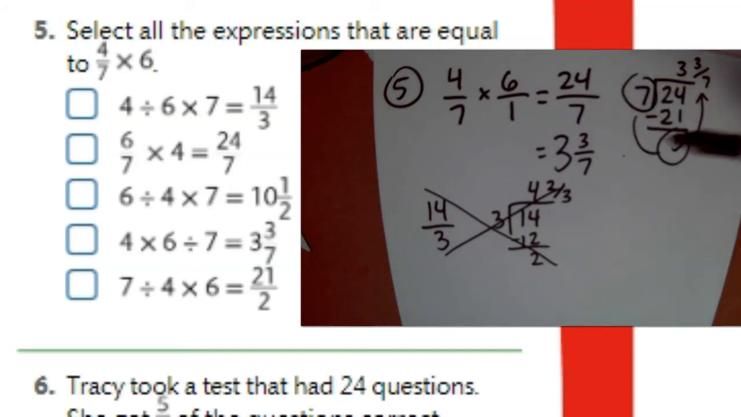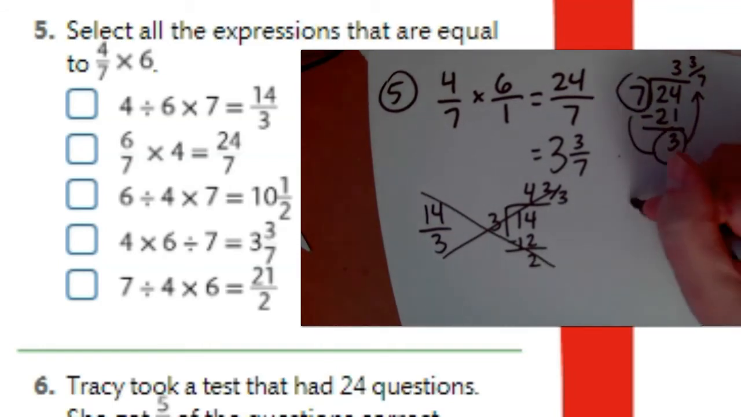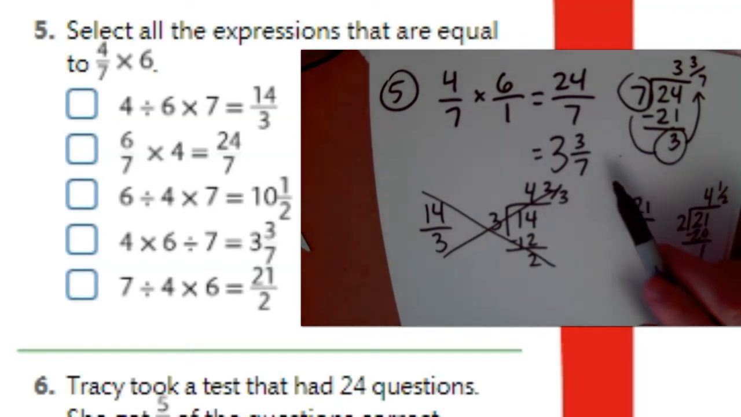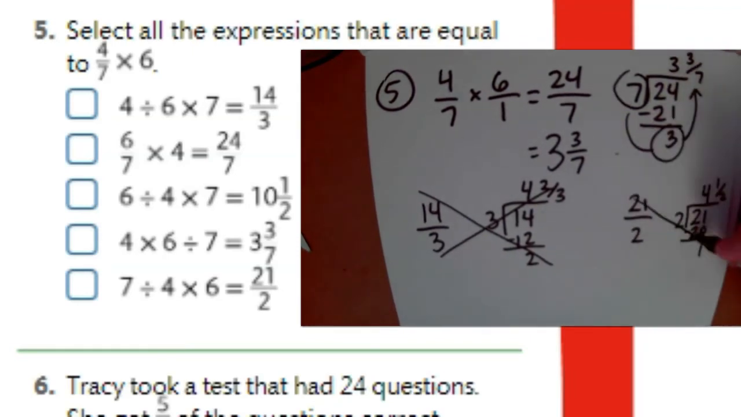And finally, the last one, 7 divided by 4 times 6 equals 21/2. Let's see, 21/2. I'm going to solve that one again. Over here, I can think 21 divided by 2. 2 goes into 21 10 times. That'd be 20. I'd have a 1 left over. That's 10.5, which of course is not the same as 3 and 3/7. So I'd say no. So looking at this, my correct answers would be, let's see, make sure I've got them right here.